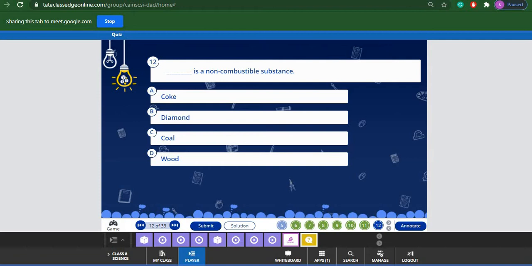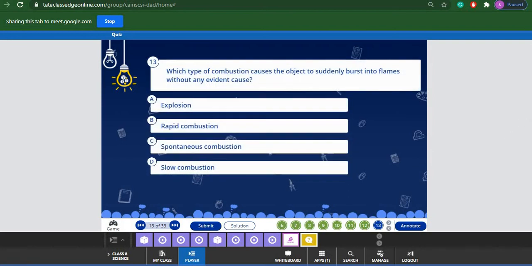Sir, coal. C. All of you agree with Vedant? Is it C? Sir, B. No, sir, A. B. Yes, it will be B. Diamond. Very good. Now next one.